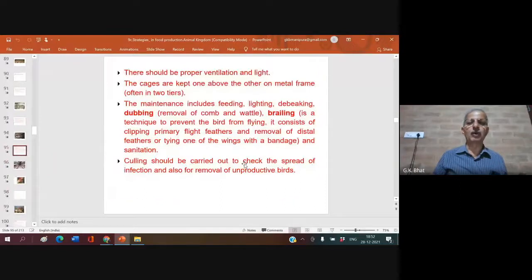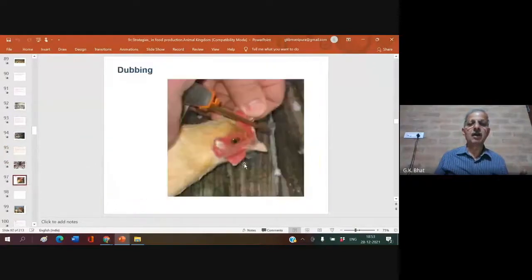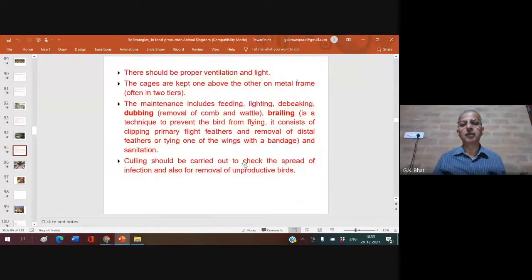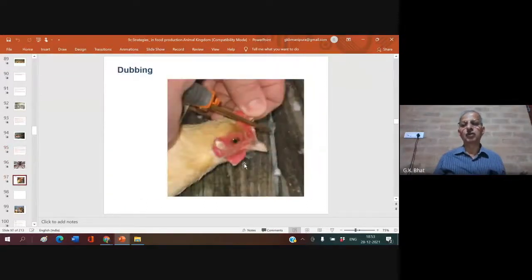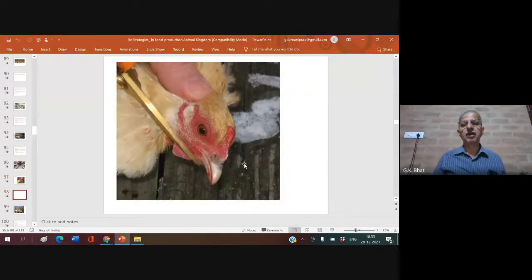And many times we do what is known as maintenance in coops. The comb and wattle are not required. So in order to see that all the energies are put into meat only, the maintenance of the poultry includes feeding, lighting, debeaking, dubbing, and brailing. What is this dubbing? Dubbing is cutting this. What do you see there? Dubbing, comb and wattle. Removing the comb, and down below is the wattle, because it is not required.